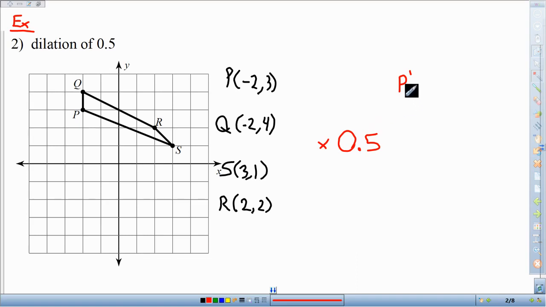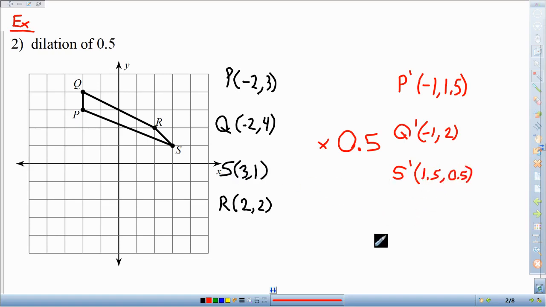Okay, so anyway, I'm taking half of these numbers. So half of -2 is -1. Half of +3 is 1.5. Q prime, same idea. Half of -2 is -1. Half of 4 is 2. S prime, and sorry, my S's look like 5 sometimes. Half of 3 is 1.5. Half of 1 is a half, or 0.5. And then R prime, half of 2 is 1, half of 2 is 1.